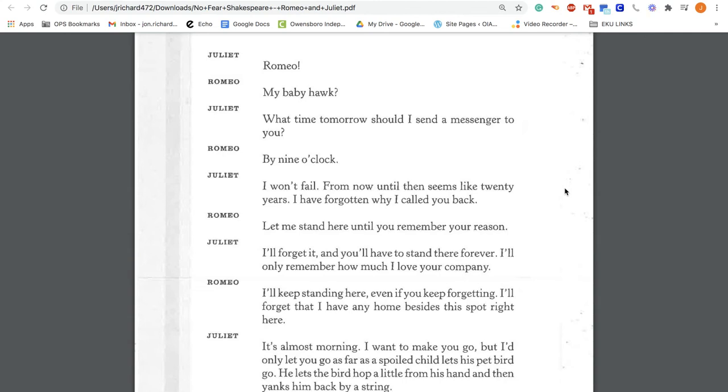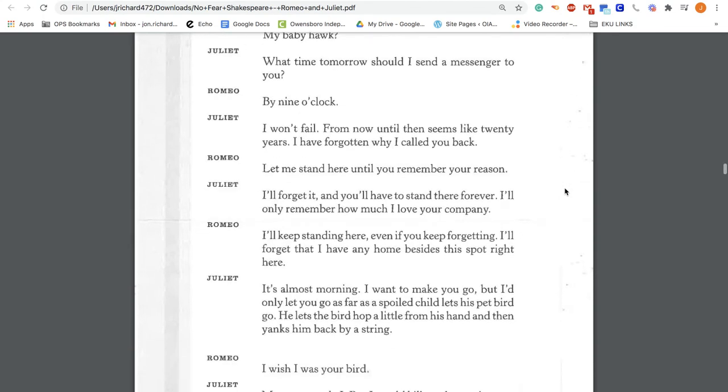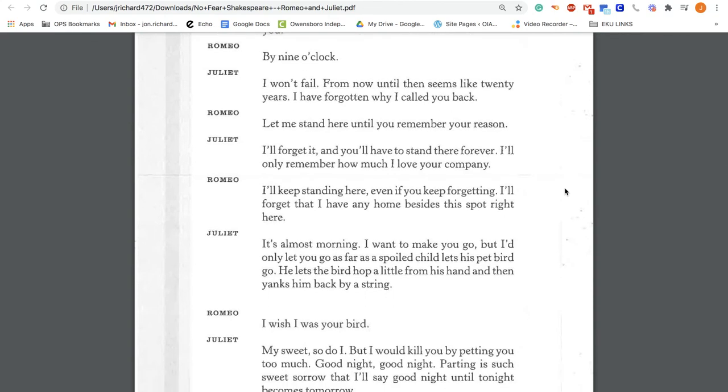Romeo: What time tomorrow should I send a messenger to you? Juliet: By 9 o'clock. I won't fail. From now until then seems like 20 years. I have forgotten why I called you back. Romeo: Let me stand here until you remember your reason. Juliet: I'll forget it, and you'll have to stand there forever. I'll only remember how much I love your company. Romeo: I'll keep standing here, even if you keep forgetting. I'll forget that I have any home besides the spot right here.